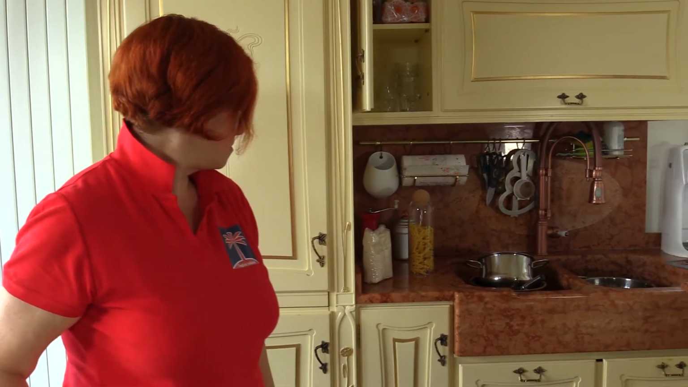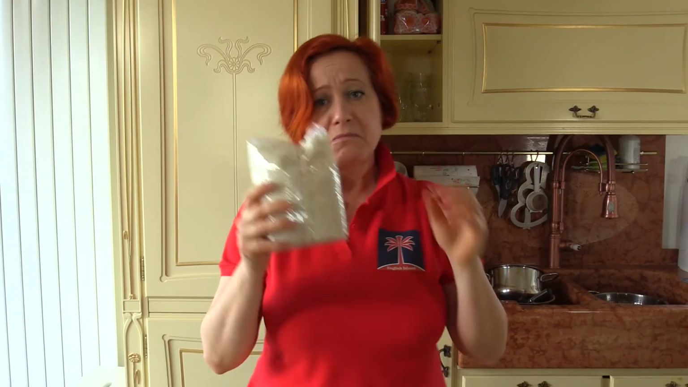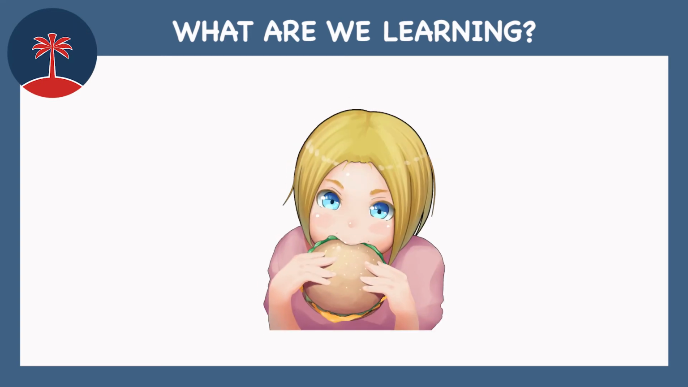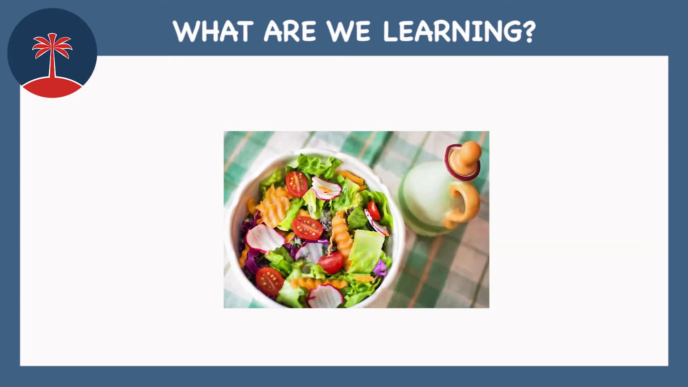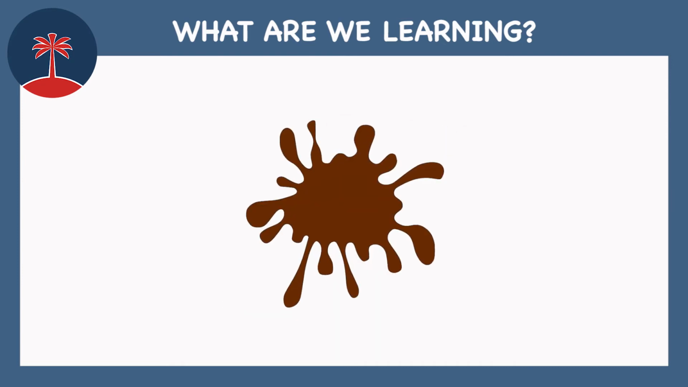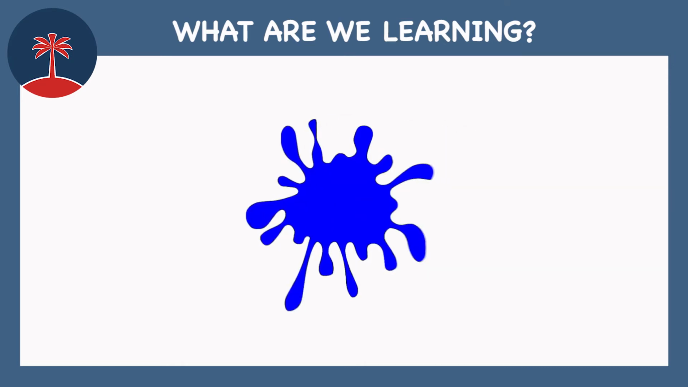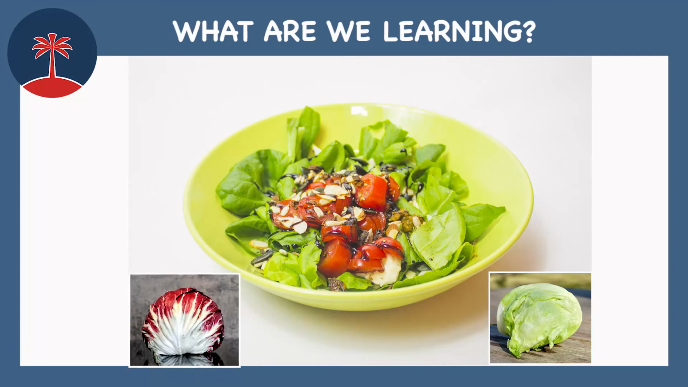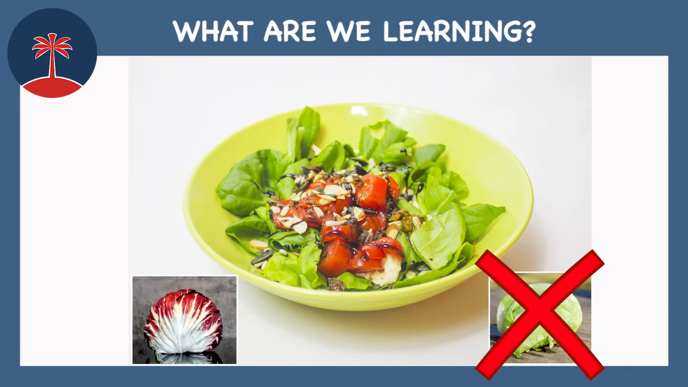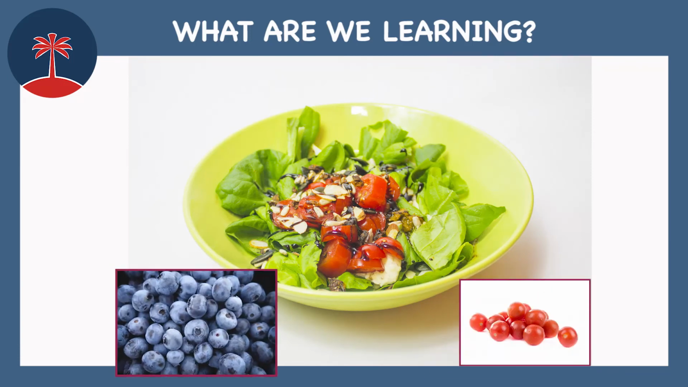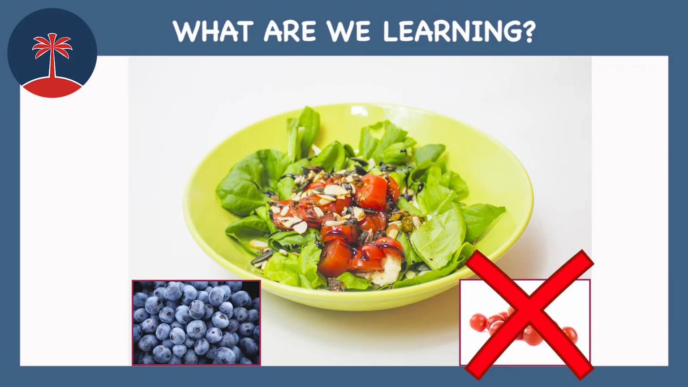What can I eat? I'll make some rice. What are we learning? Eat, pasta, salad, rice, cake, food, brown, red, blue, green, orange. I put radicchio, not lettuce. Orange, not onion. Blueberries, not cherry tomatoes. Goodbye!